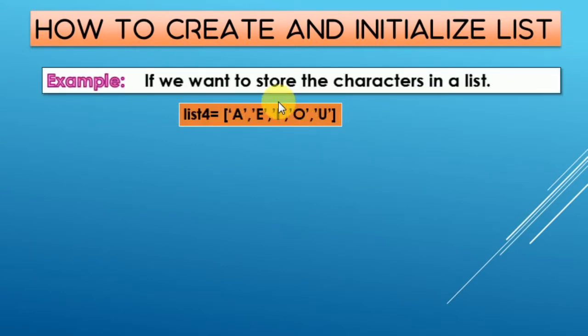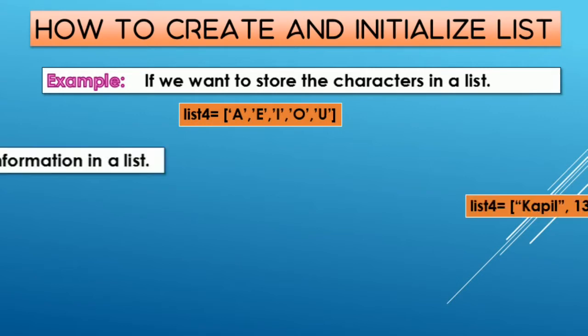Now we move to the next part, how to create and initialize a list. Next one, how we store characters. We can store the characters also. We have discussed that in strings, where all the characters are accessible by the index value. Here also we can store the characters, and each character is stored in a separate index value. That means A, E, I, O, U, vowels, are stored in list4.